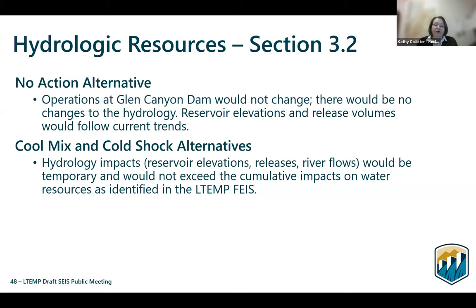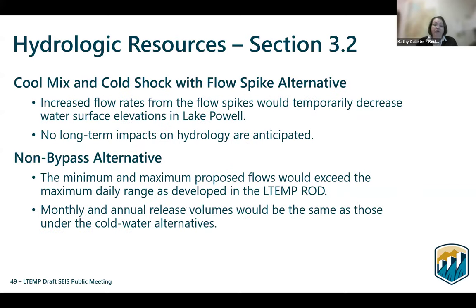Under the cool mix and cold shock alternatives, there would be temporary impacts to the hydrology, but they would not exceed the cumulative impacts on water resources as identified in the LTEMP final environmental impact statement. Under the cool mix and cold shock with flow spike alternatives, there would be increased flow rates from flow spikes that could temporarily decrease water surface elevations in Lake Powell. These would be short-term and thus no long-term impacts on hydrology are anticipated.